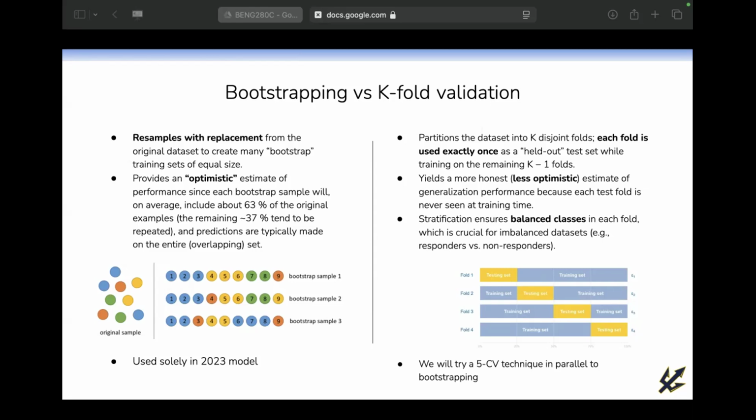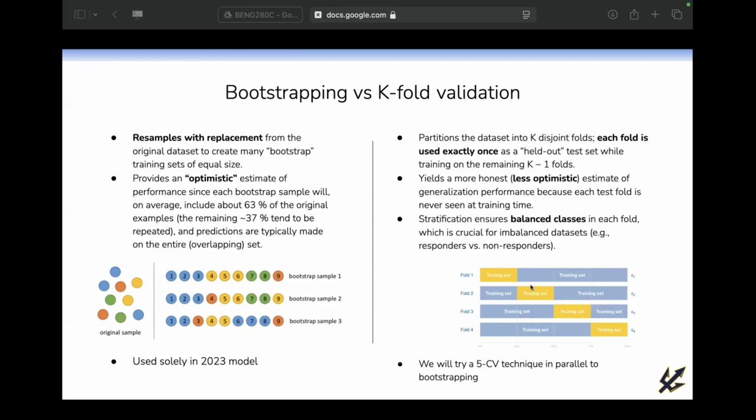So we used the bootstrapping in 2023. But on the flip side, the k-fold cross-validation splits the data into k separate groups or folds and tests the model on each fold once while training on the rest. So I added a little graphic to explain that right here. Since each model is tested only on truly unseen data each time, this gives us a realistic estimate of the generalization performance. We also make sure the splits are stratified, meaning each fold has a balanced number of responders and non-responders, which is super important for an imbalanced data set like ours.